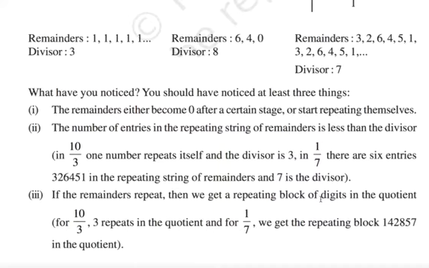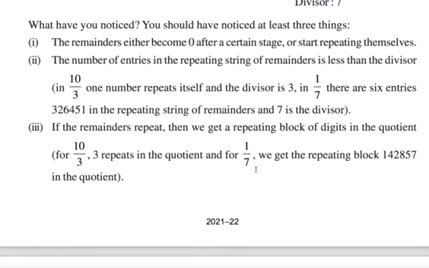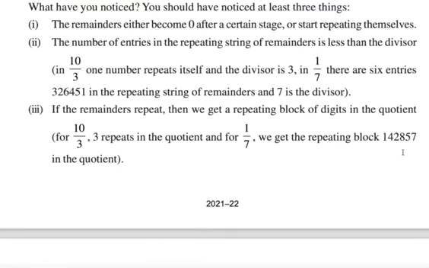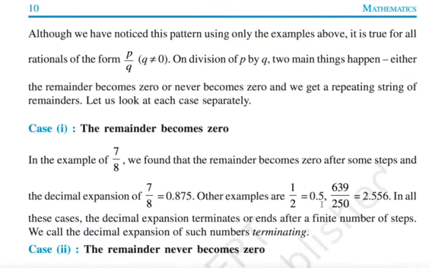If the remainders repeat, then we get a repeating block of digits in the quotient. For 10 by 3, 3 repeats in the quotient, and for 1 by 7 we get a repeating block of 142857 in the quotient. Although we have noticed this pattern using only the examples above, it is true for all rationals of the form p by q where q is not equal to 0. On division of p by q, two main things happen: either the remainder becomes 0 or it never becomes 0, and we get a repeating string of remainders. Let us look at each case separately.